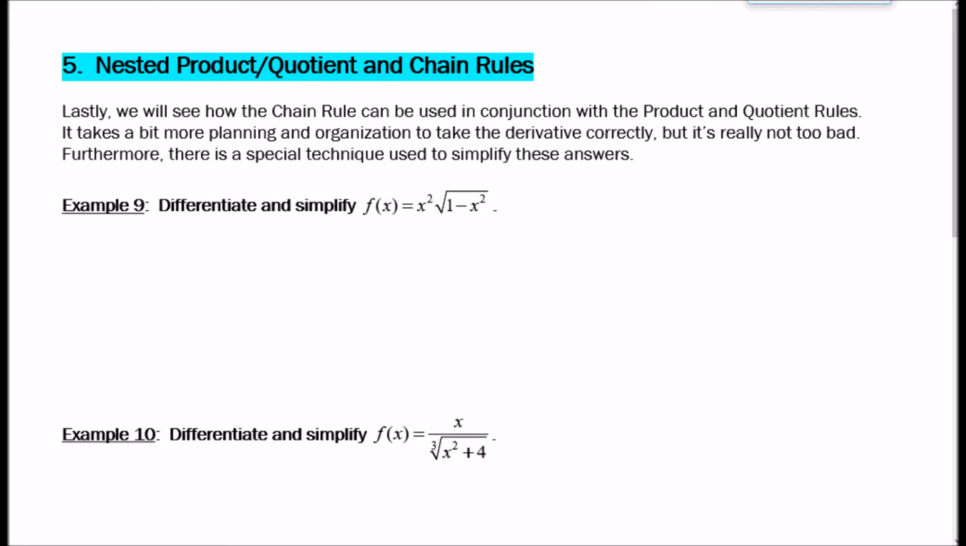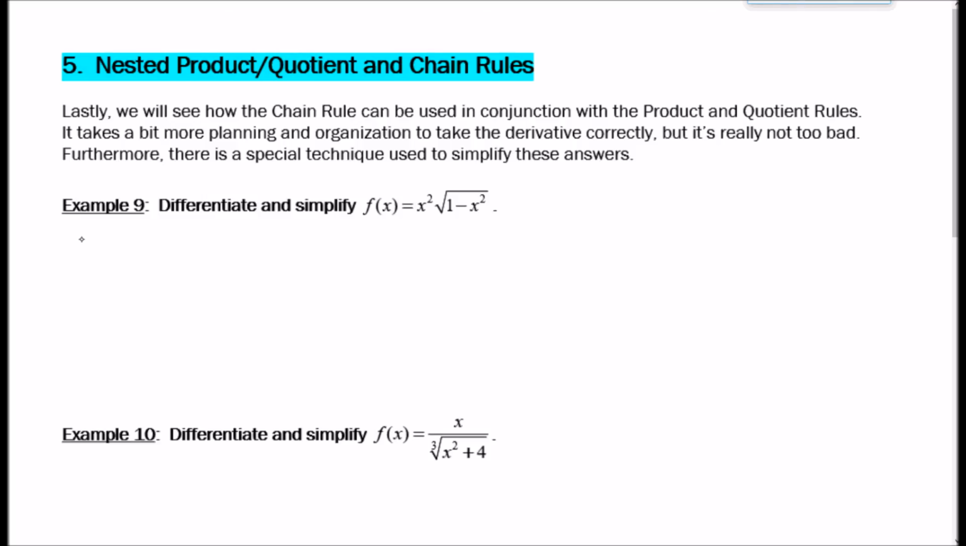Alright, so we're going to look at the product and quotient rules that have embedded chain rules. These are the most complicated of the problems, but they're really not too bad as long as you break it apart and look at the different pieces necessary to get your final derivative. I typically write out all my steps when I'm doing these so that I don't make a mistake.